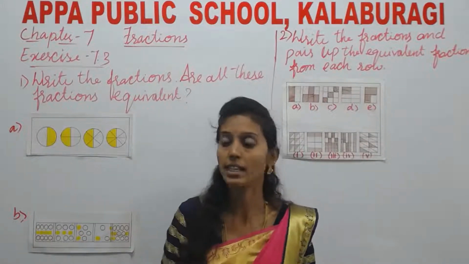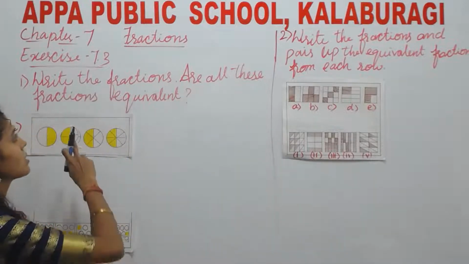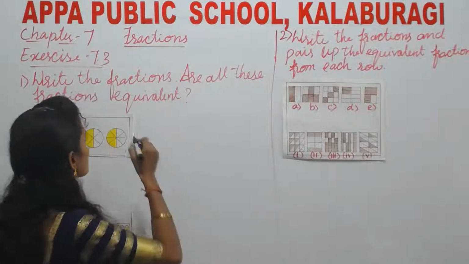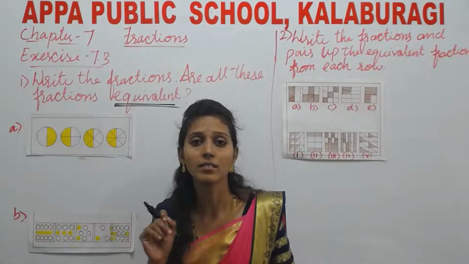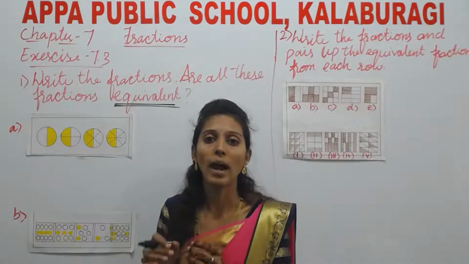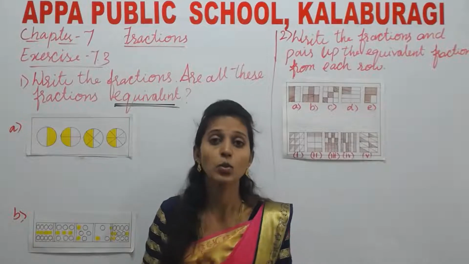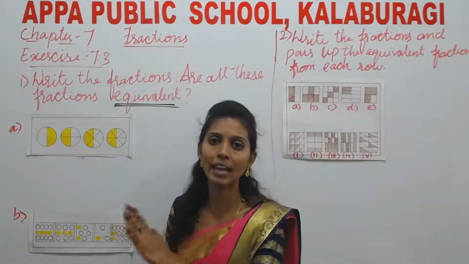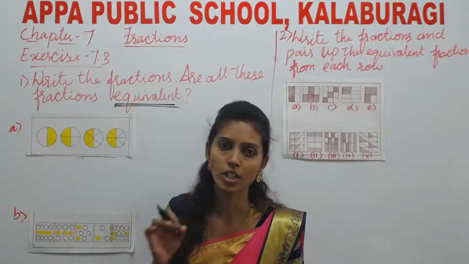First bit. What did they say? Write the fractions. First, they said to write the fractions. And are all these fractions equivalent? First of all, what is meant by equivalent? Equivalent means equal value. When you simplify the fraction to its simplest form, if you get all fractions to the same value, then it is known as equivalent fraction.